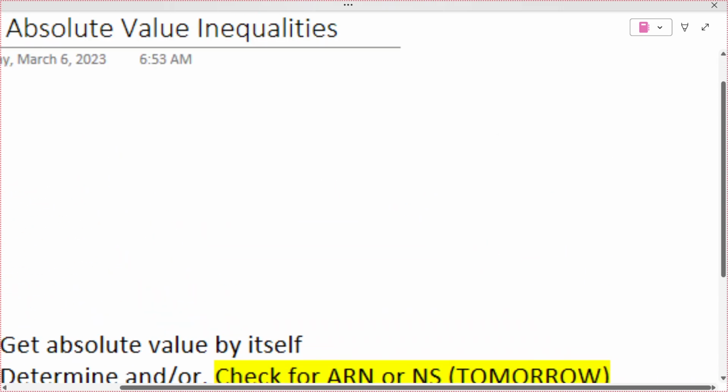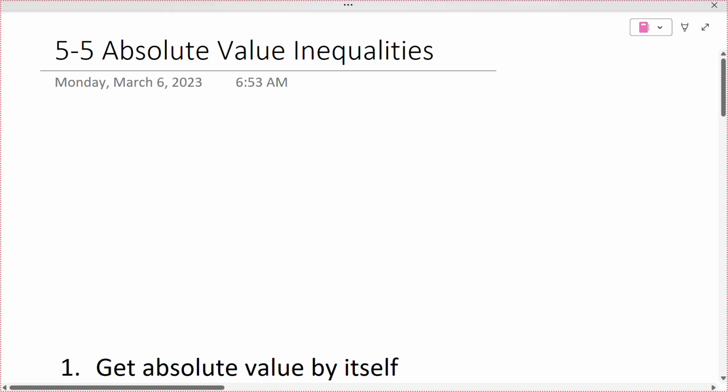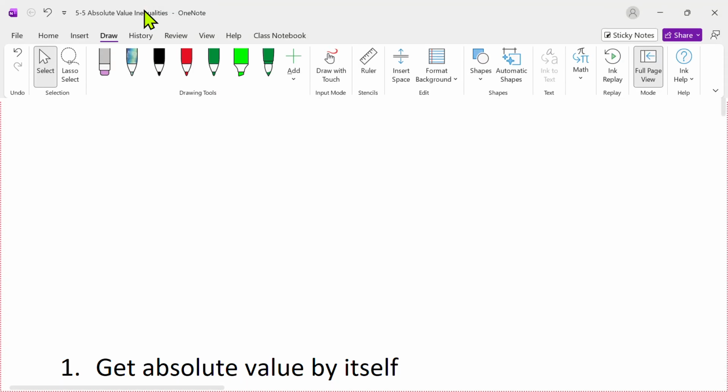Take 2 of 5-5 absolute value inequalities. I have no idea why I recorded the video and got halfway through just for it to delete itself.